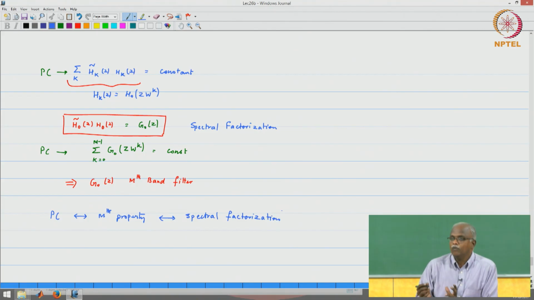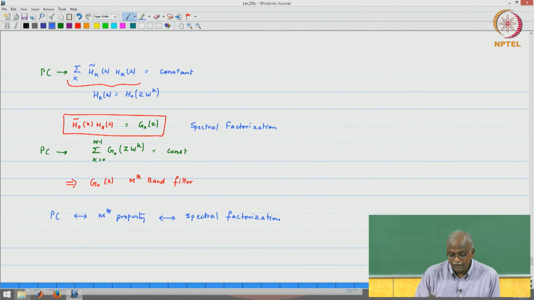So, now I want to ask you, I want to get only two power complementary filters. I want you to design for me two power complementary filters. What will you tell me? Take a half band filter, take its spectral factor, and that will give you power complementary property. Okay. I hope it is pointing you in the direction of how do we get perfect reconstruction. We will answer that in the next class.